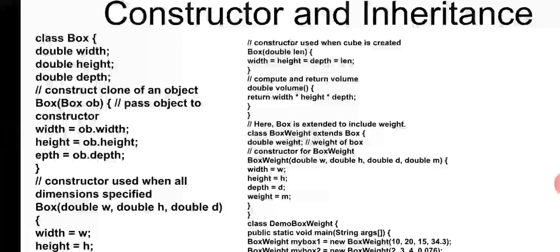Now you can go to the right hand side. Now I am talking about the right hand side. So double volume. You have one method called volume which has the return type double. Obviously width into height into depth will be returned to the calling method, and the calling method will be inside the main method.